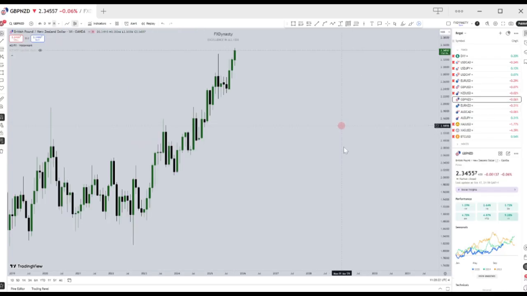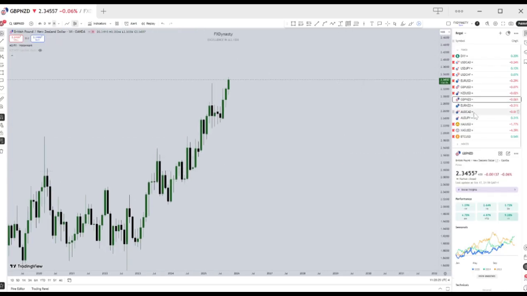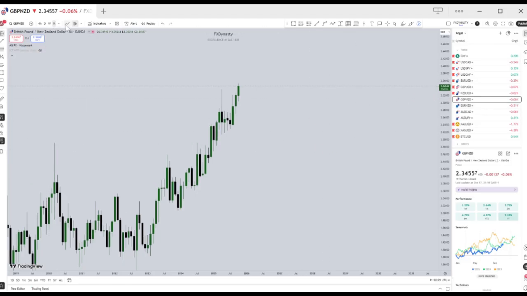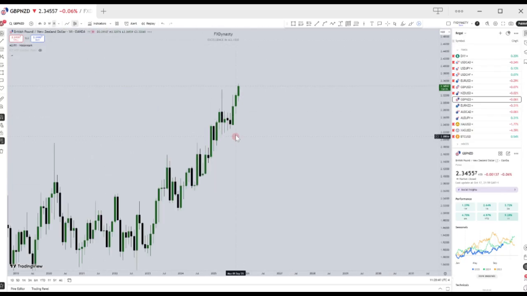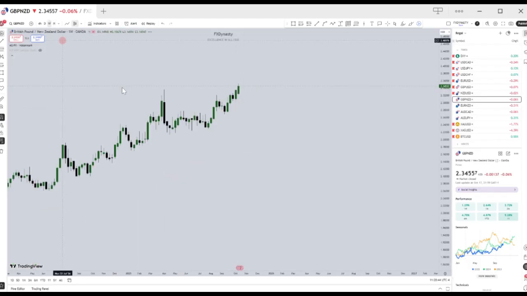GBP NZD, you can also see why I said NZD is very weak. So this is the monthly time frame. What we can see is we are pushing higher. Even a blind man can see that. The weekly time frame.